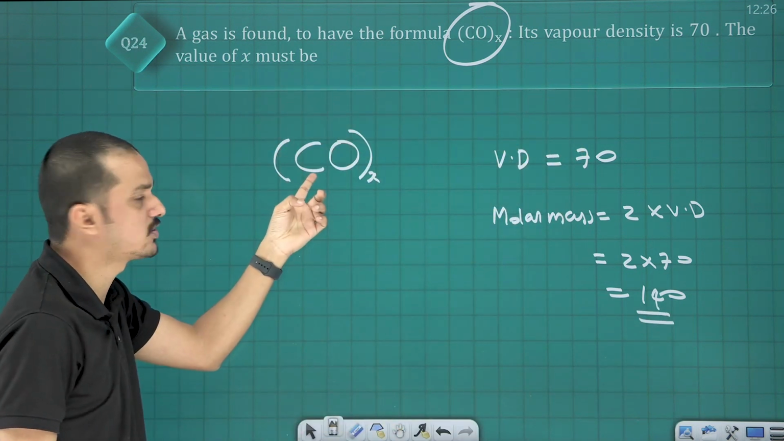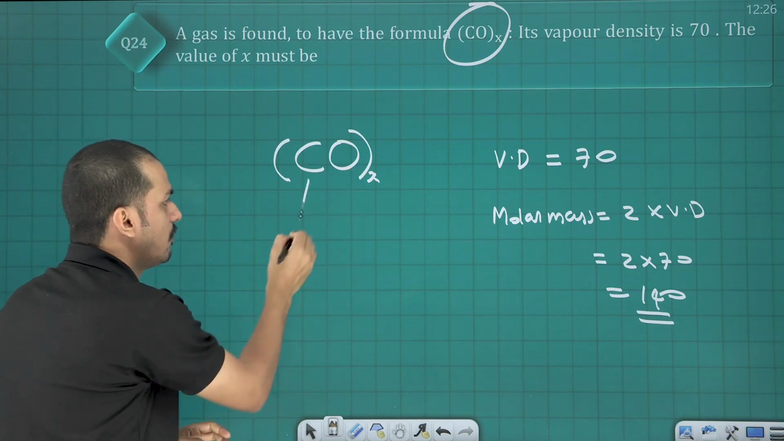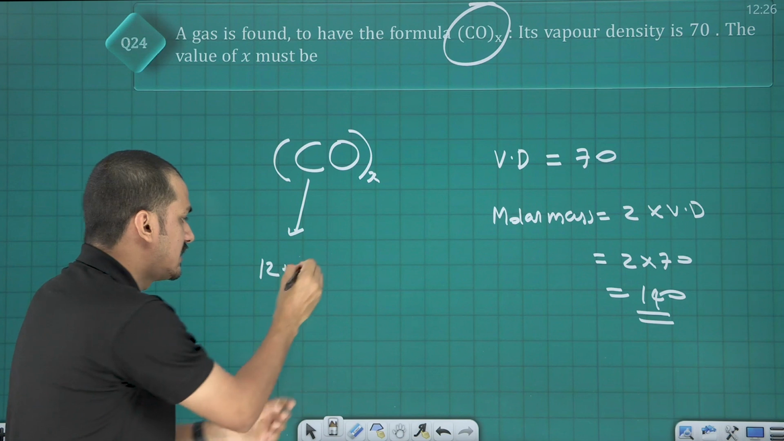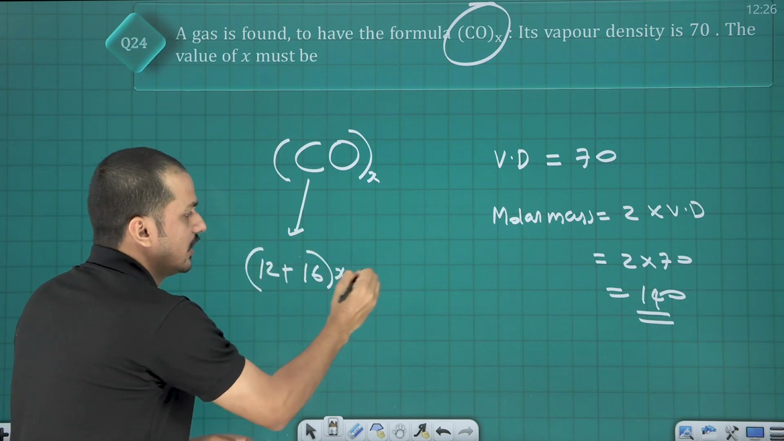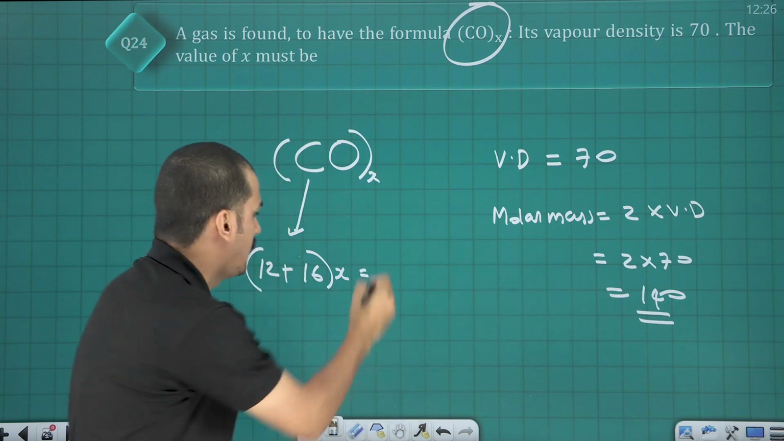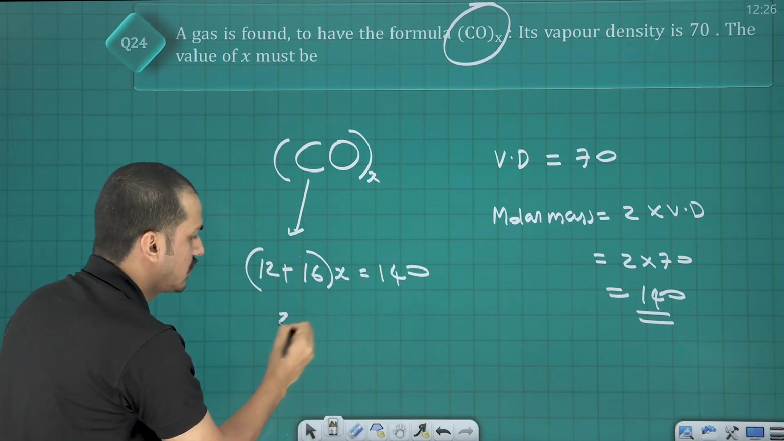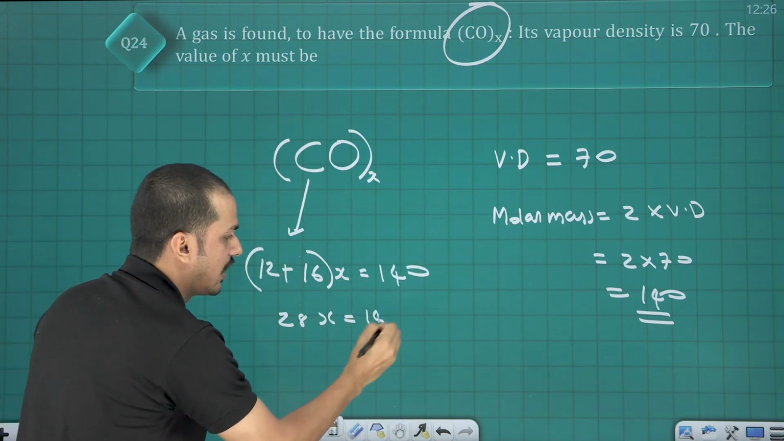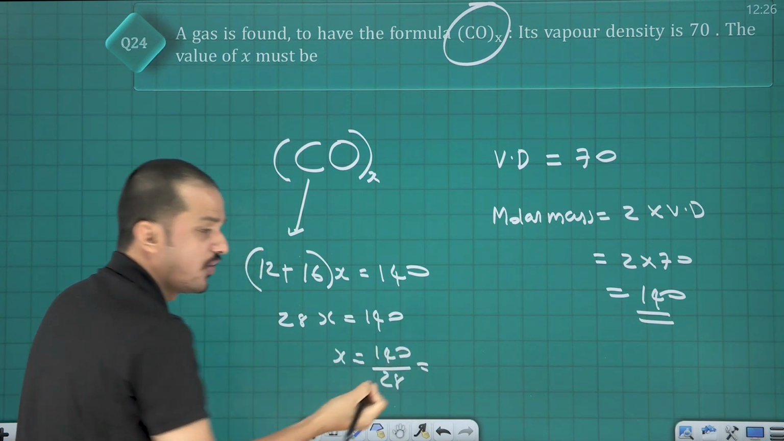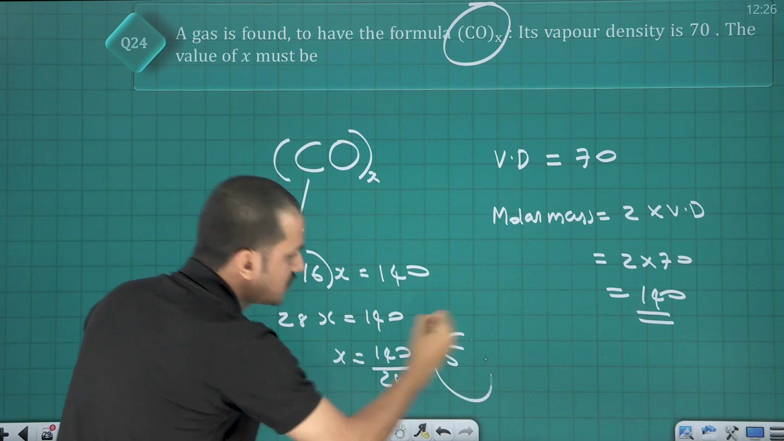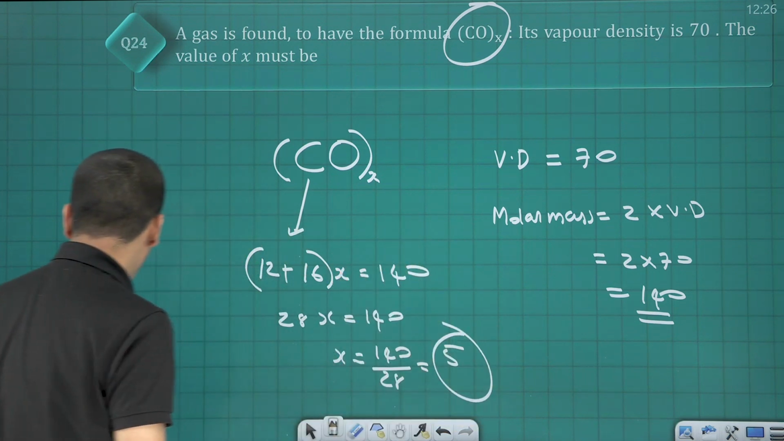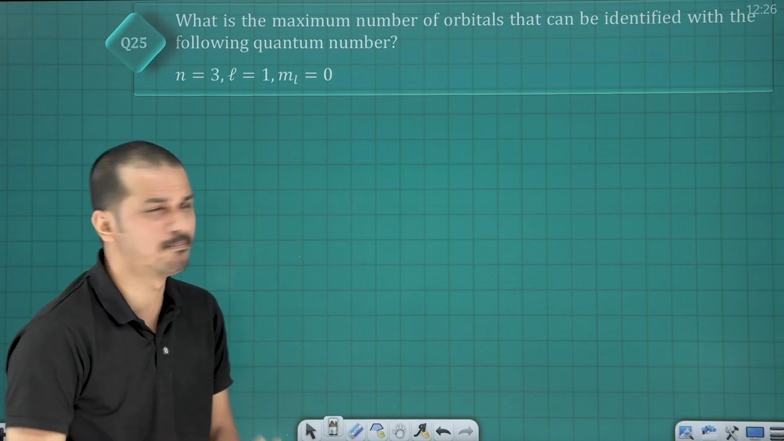So what's the molar mass of COx? How can I calculate it? Atomic mass of carbon is 12, oxygen is 16, x times. Its molar mass they have given, so adding all this together, we will get 140. This actually is 12 plus 16x equal to 140. x equal to 140 by 28, how much? 5. So our integer type answer is 5. Ready? Clear?